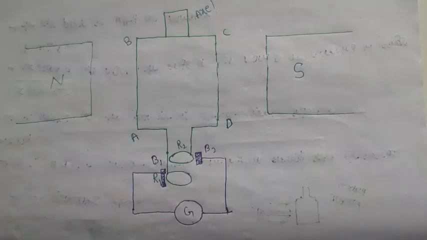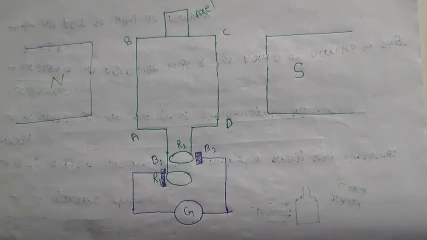We have a rule to find the direction of the induced current. What is the name of the rule? Fleming's right hand rule. Correct. Using that Fleming's right hand rule, we can find out the direction of the induced current. How to apply Fleming's right hand rule?